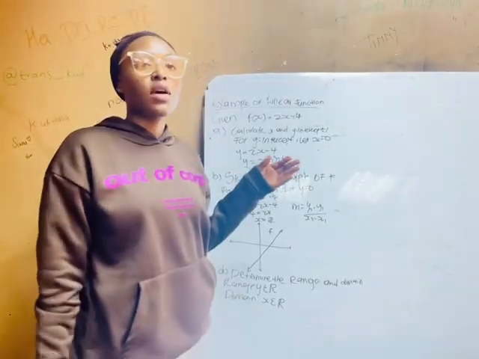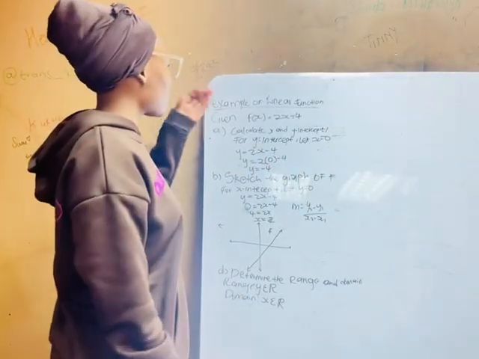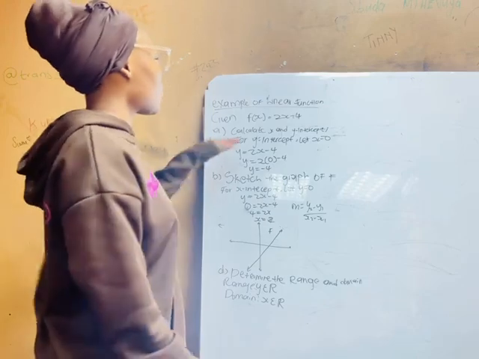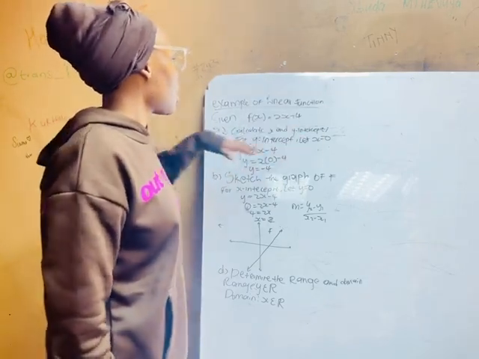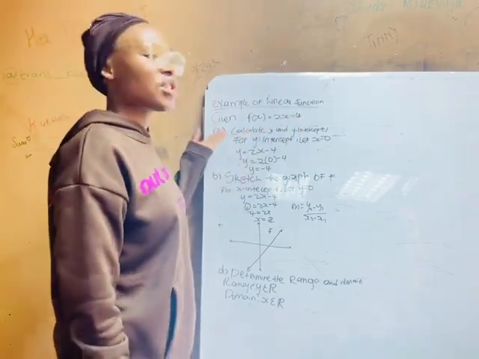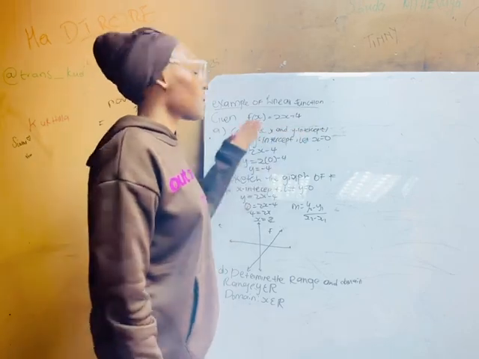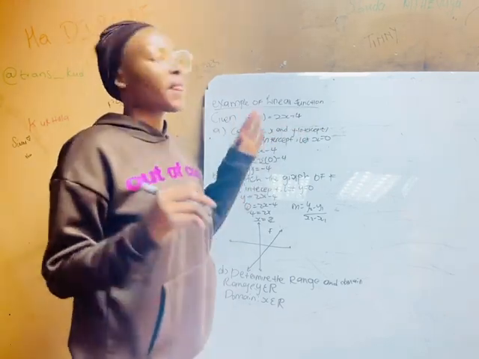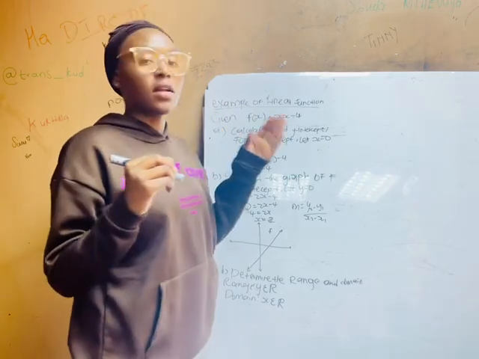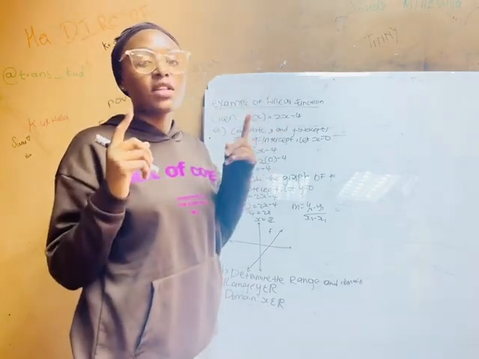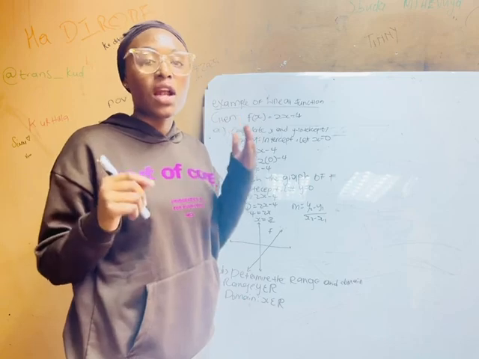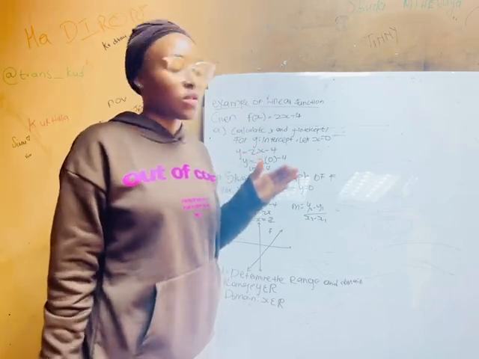So here guys, we're going to apply what we have learned on linear functions. We have been given the function: f(x) = 2x - 4. This is our function. So the first question says calculate the x and y intercept. The moment when they say calculate the intercept, if they're saying y-intercept, firstly you must let x equal 0. When they're saying calculate the x-intercept, you must let y equal 0. That's what I did here.